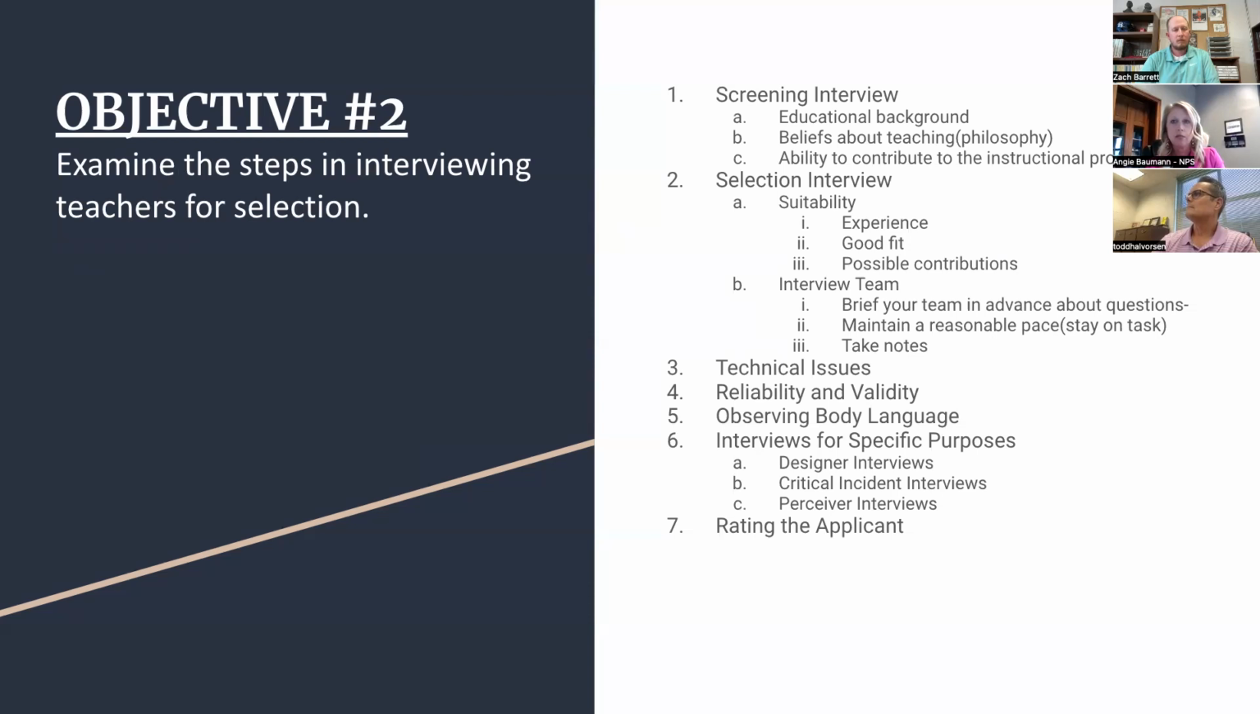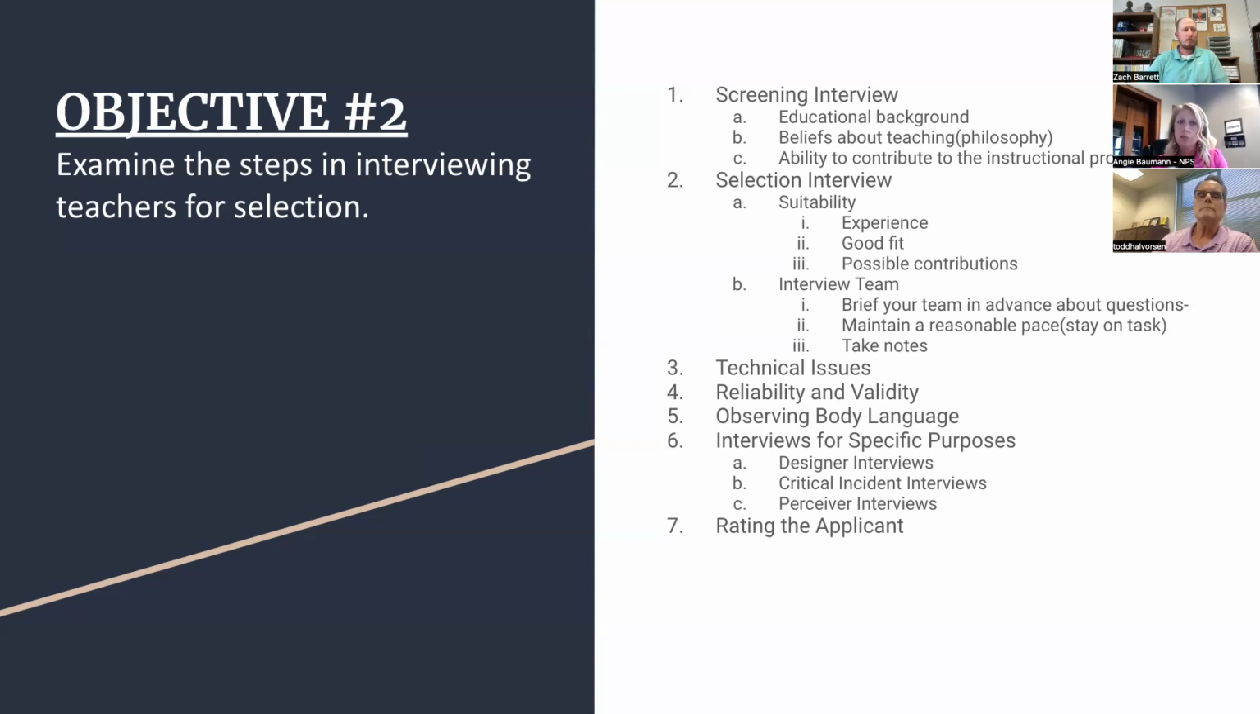A lot of districts will either in their screening interview via phone call or as part of the application process have some questions about their beliefs in teaching, their philosophy. So as part of the application, some districts, including my own, will have those questions be required before they can even submit their application, so that you can gather some information before you're even contacting to set up interviews. And another thing that you're always looking for in that screening interview is what ability this candidate would have to contribute to your school's instructional program.